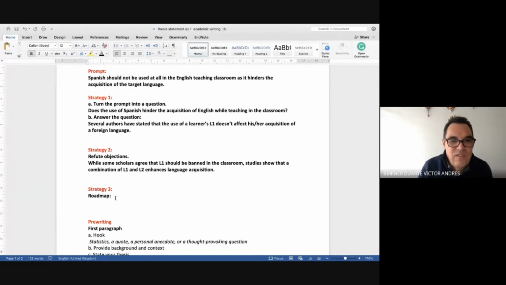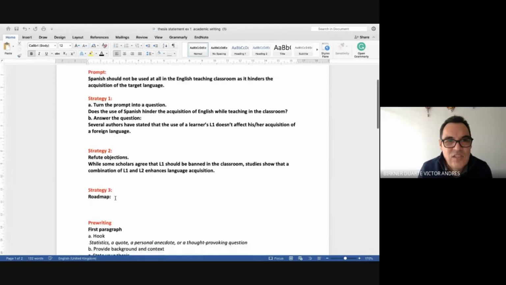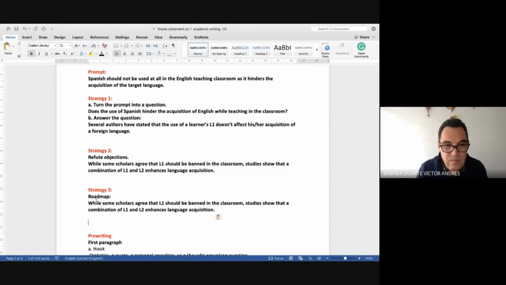And I'm going to move on then to the third strategy, using the same prompt, right? Spanish, blah, blah, blah. And I wrote this. While, let me see, I'm going to copy this because it's similar to strategy 2, but the thing here is that I will let the reader know that I'm going to focus on 3 different aspects as long as language acquisition. Let me see. Enhance the opportunity to acquire English.